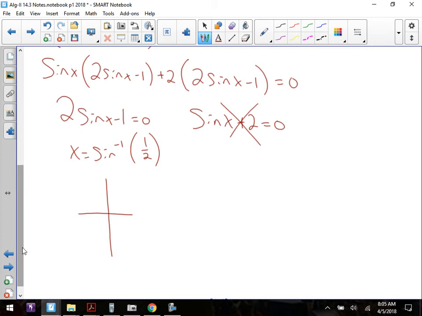Sine is opposite over hypotenuse, which means your opposite is 1, your hypotenuse is 2. That would be a 30-degree angle. You guys might want to revisit that. 30 degrees in terms of pi is pi over 6. Very good. So I am positive pi over 6. Where else is sine positive? First quadrant and second quadrant, because it's a y value. There's your answers.